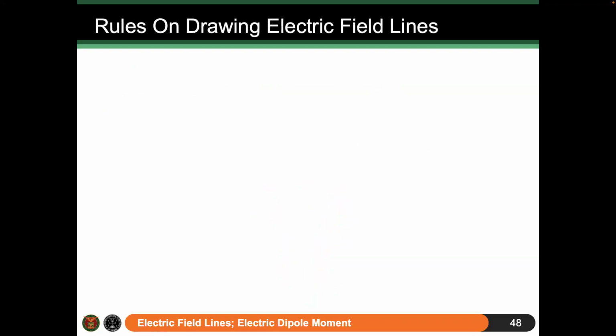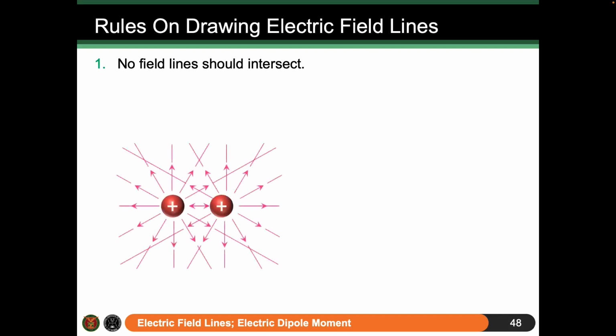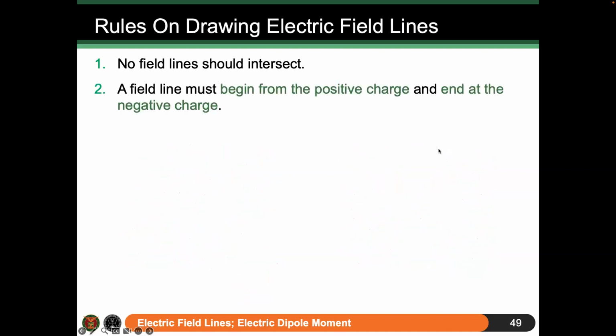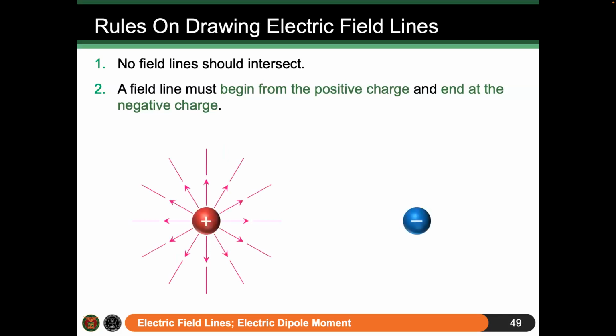So some rules in drawing field lines. No field lines, again, should intersect. So mali yan, hindi yan pwede. Kaya sila nagka-curve away from each other. Okay. A field line must begin from a positive source and end to a negative source. Okay, so laging ganun.